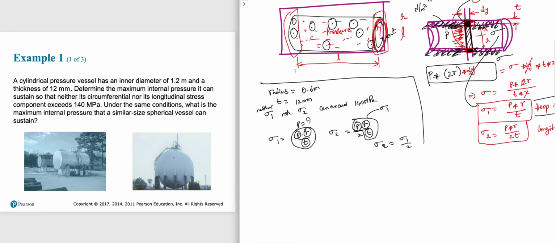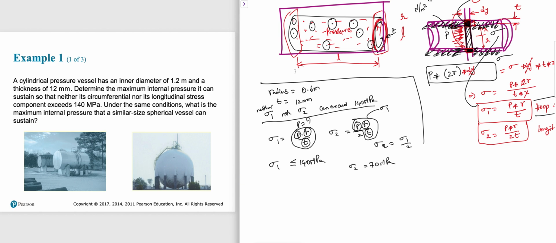And the given condition is neither sigma 1 nor sigma 2 can exceed 140 megapascal. If sigma 2 is 140 megapascal, how much is sigma 1? It is 2 times 140, which is 280 megapascal. So that means sigma 1 cannot exceed 140 megapascal. Only then will the design be safe. Otherwise, there's a possibility that this thing will blast or fail in the circumferential direction. So sigma 1 should not exceed 140 megapascal. That means sigma 2 will automatically be taken care of. If sigma 1 is 140, sigma 2 is going to be 70 megapascal. So sigma 2 is anyway safe.